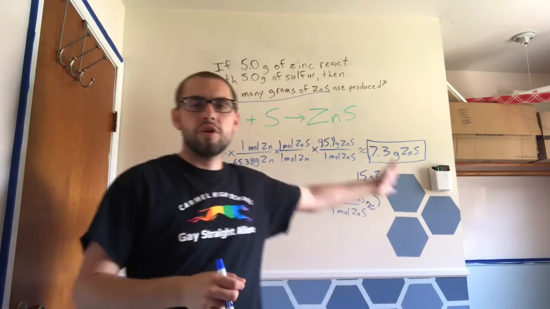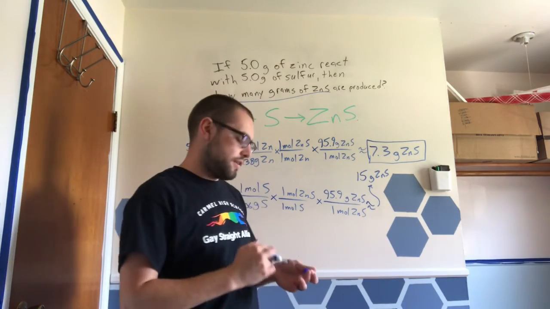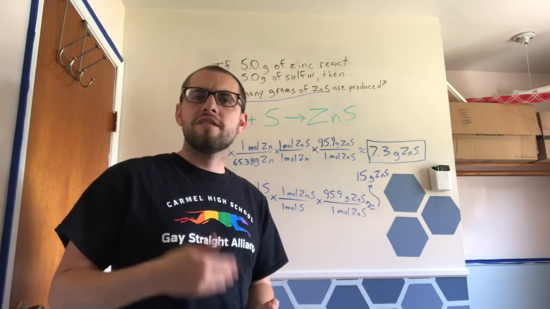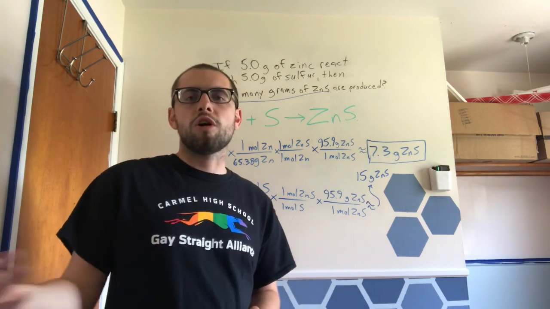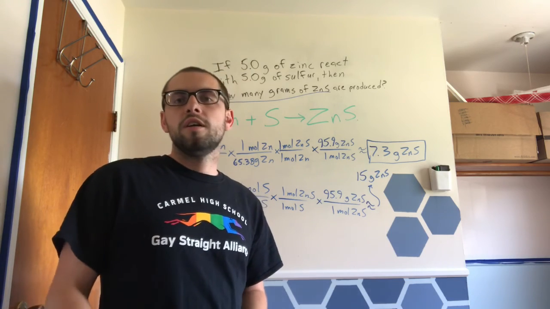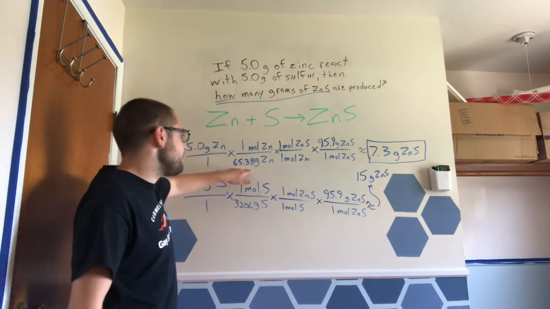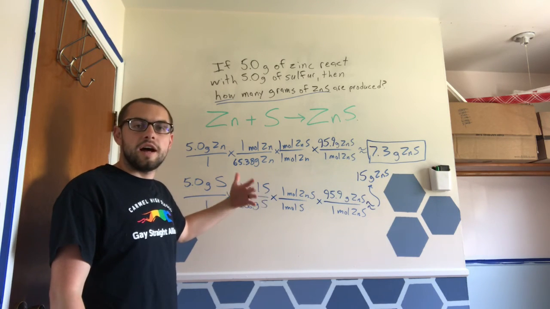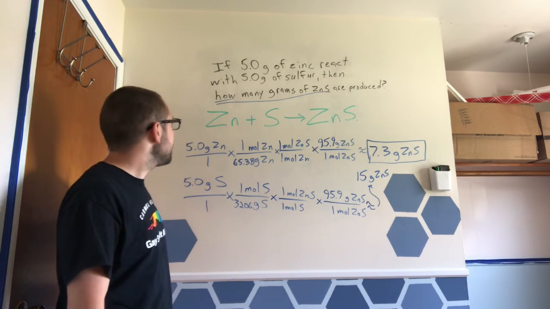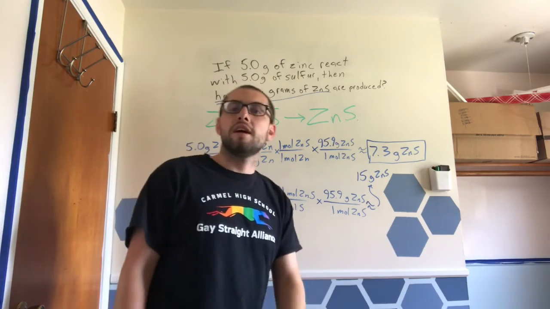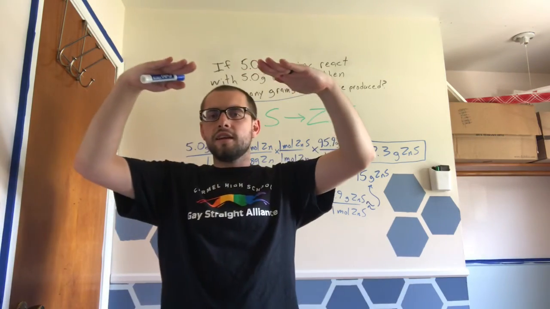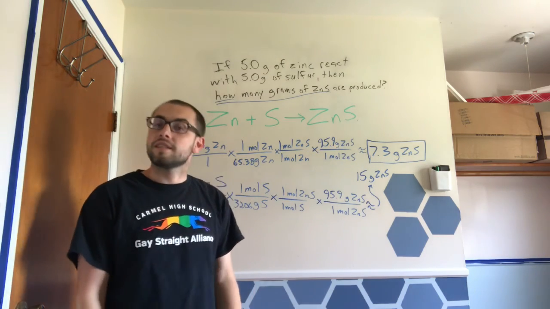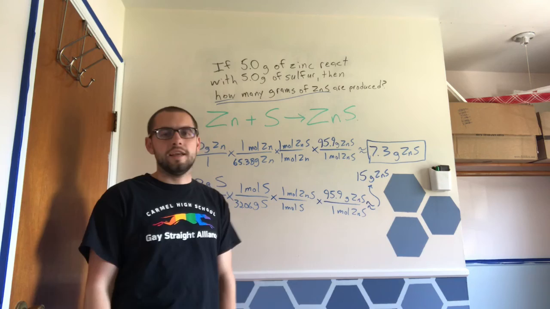You probably can't see that. 7.3 grams of zinc sulfide. What's going to happen is that I'm going to run out of the zinc before I run out of the sulfur. Zinc is heavier than sulfur is. It's got a bigger atomic mass and molar mass. So even though I've got 5 grams of zinc, that zinc is going to run out faster than the sulfur will. It's limited by the zinc in the reaction.